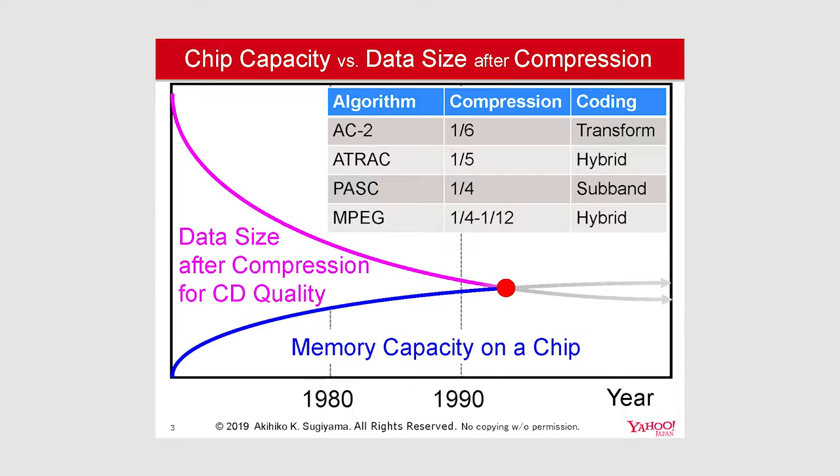The first one is AC2, which was developed by Dolby Corporation. And the second one is HRAC. This was the technology by Sony. The third one, PASC, which was developed mainly by Philips, which is now a health devices company in Netherlands. But in those days, they were doing a big business in consumer electronics products. The last one here is MPEG. That is an international standard and the result of collaboration of many companies and universities.